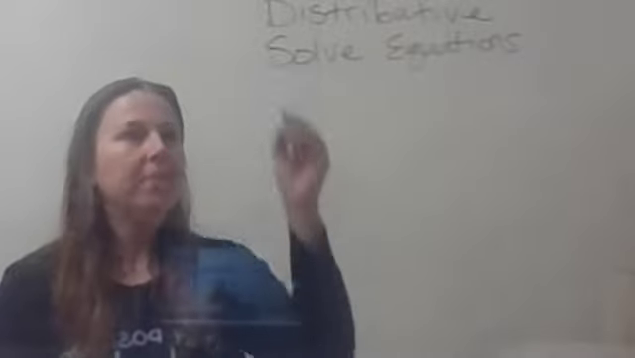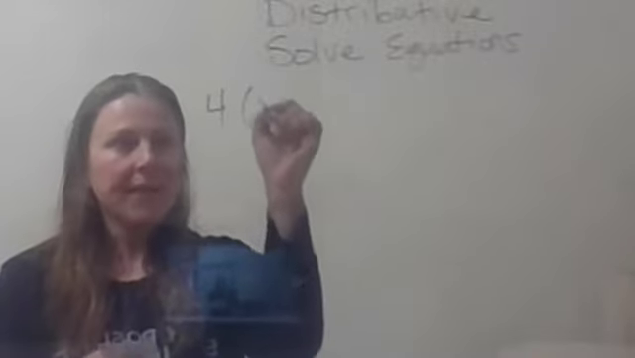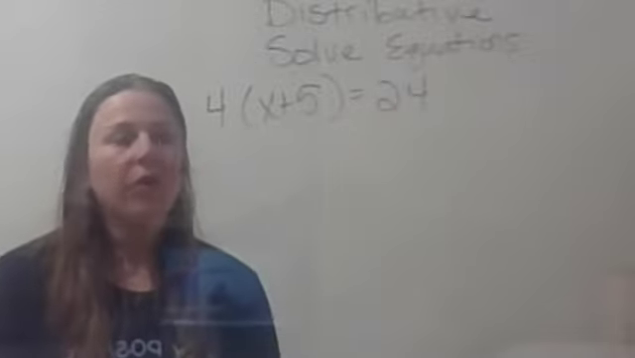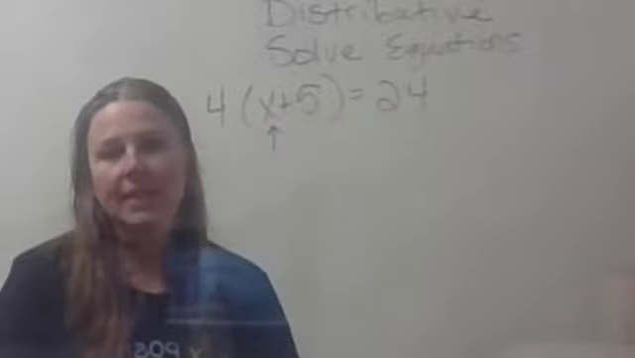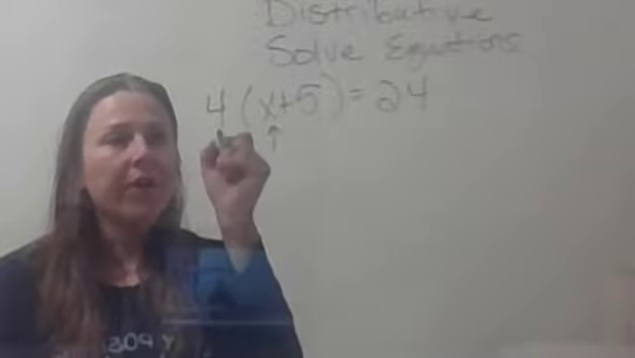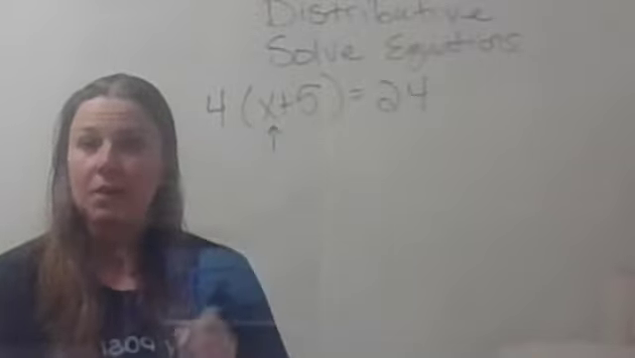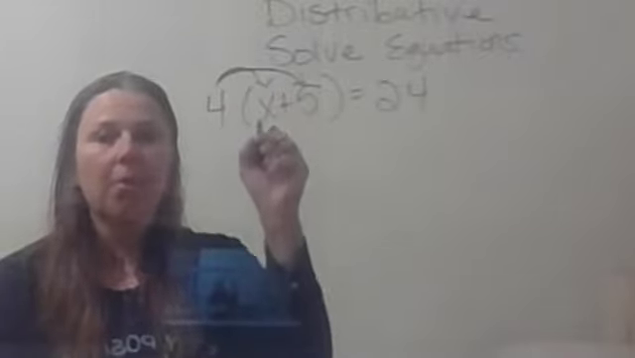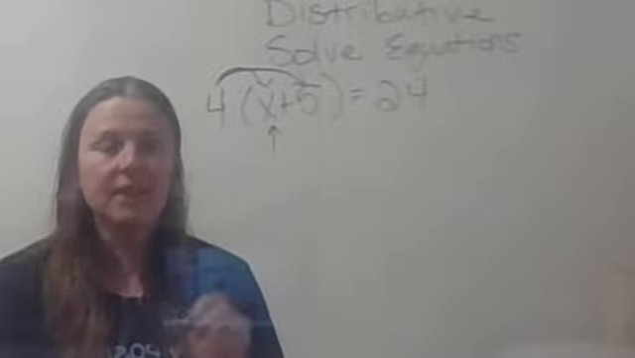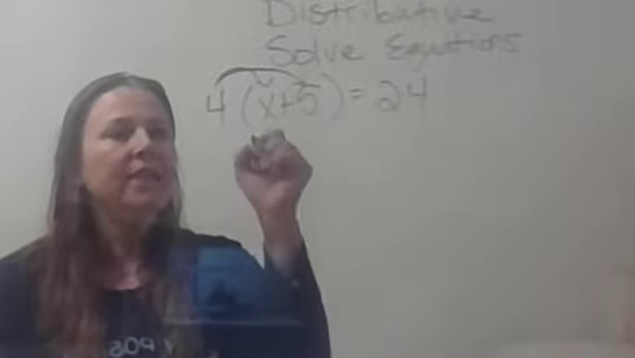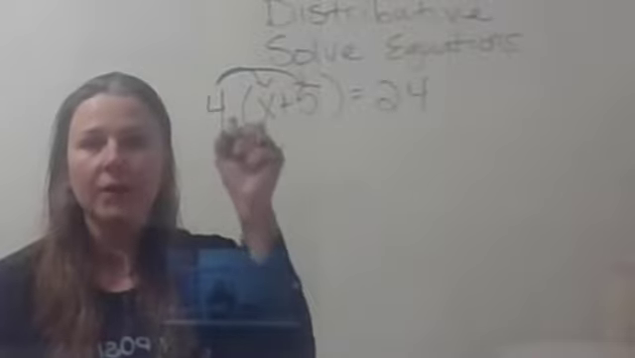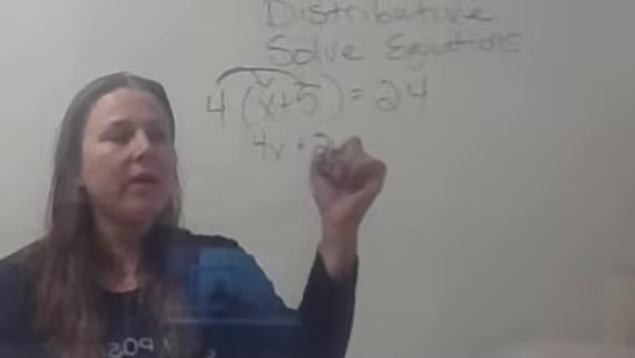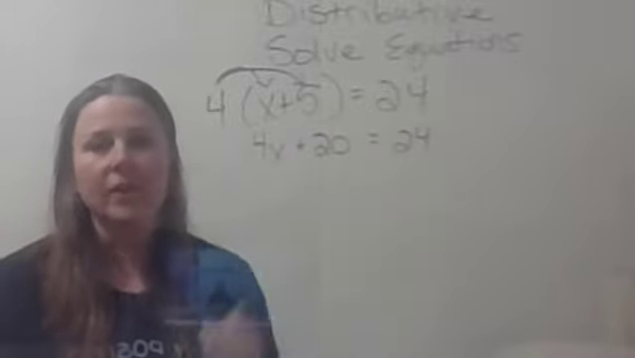So the first problem is 4 times x plus 5 equals 24. Now the goal here is to figure out what x's answer is. A number next to a parentheses means multiply. So we're going to take this 4 and distribute it to both terms in the parentheses. So the new equation is now 4x because 4 times x is 4x. 4 times 5 is 20, and that equals 24.